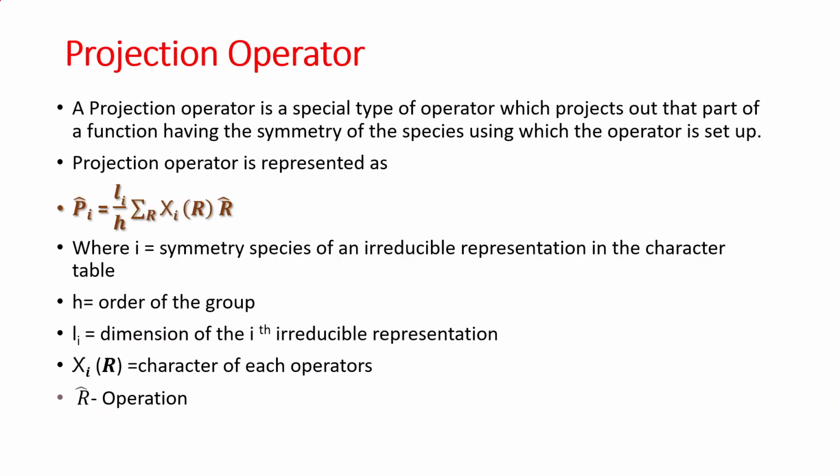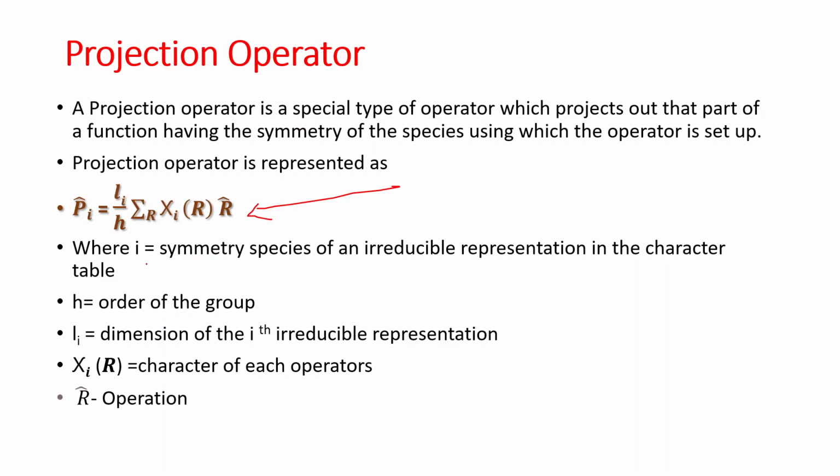And when it comes to the projection operator, a projection operator is a special type of operator which projects out that part of the function having the symmetry of the species using which the operator is set up, and it is represented by P^i = (l_i/h) Σ χ_i(R) R^. That's what the projection operator looks like.